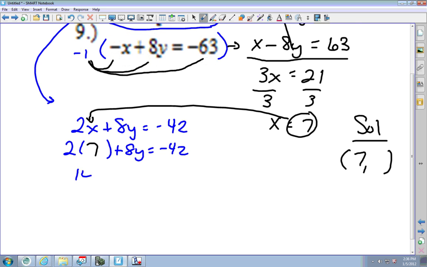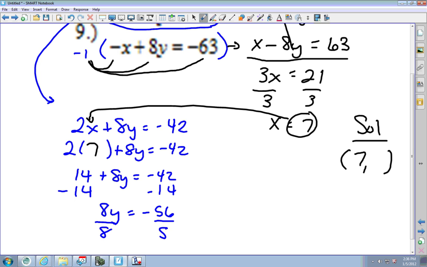This is 14 plus 8y equals negative 42. Subtract 14 from both sides. 8y equals negative 56. Divide by 8. Y equals negative 7.